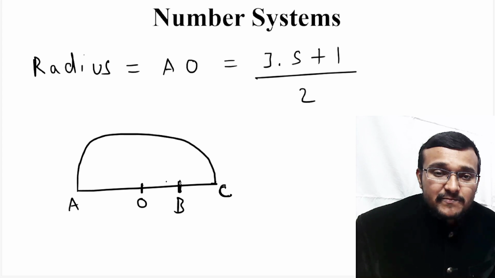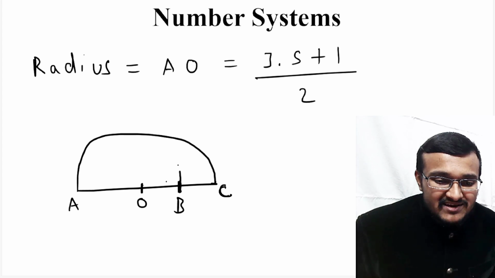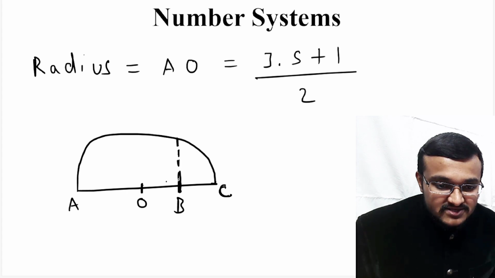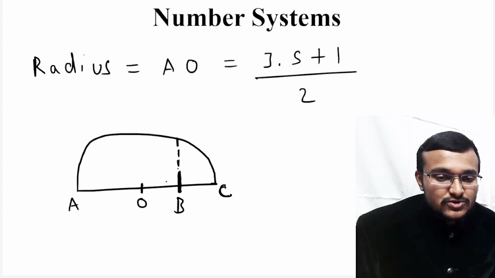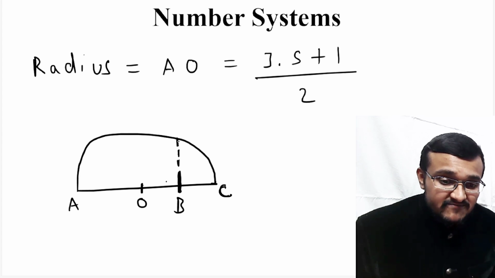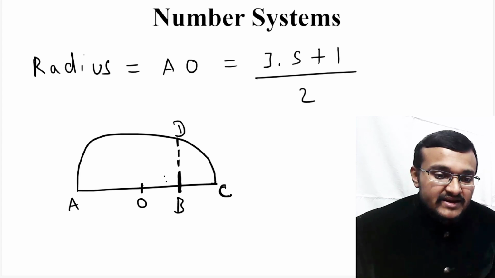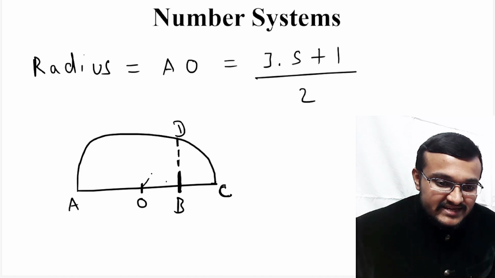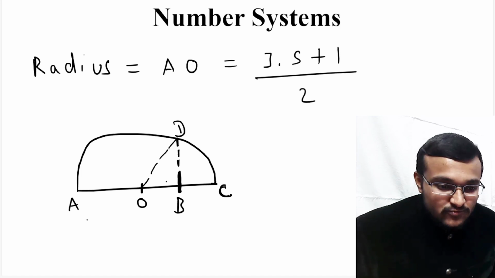Now you can draw a perpendicular line to AC at B. This perpendicular line should intersect the semicircle like this. I have just drawn a perpendicular line to AC which intersects the semicircle's circumference. Now this point you can call D. Now connect D and O like this.